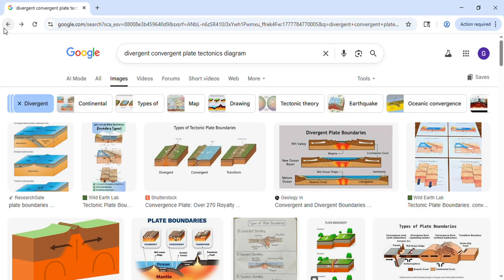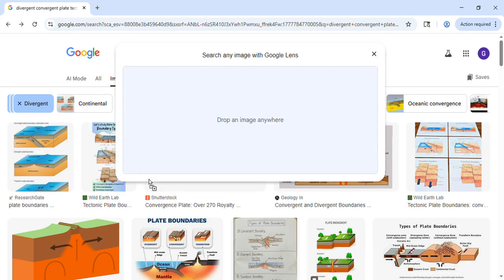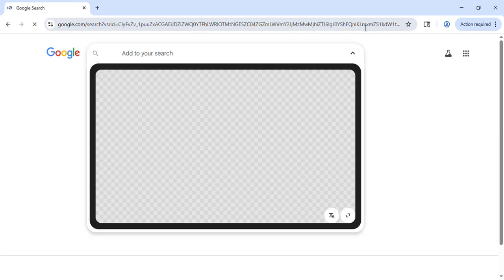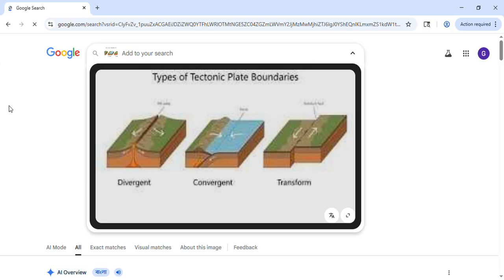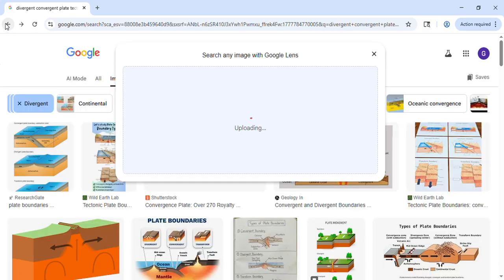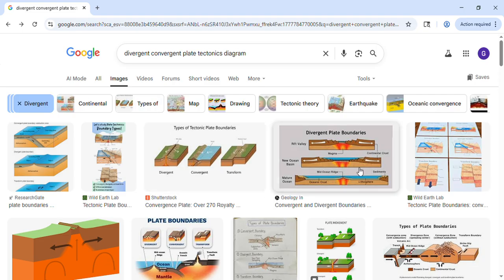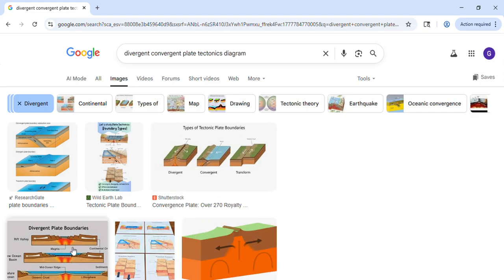Now, the big question: what is the engine driving these massive plates? As proposed by Arthur Holmes, the answer lies in mantle convection. This is mantle convection.